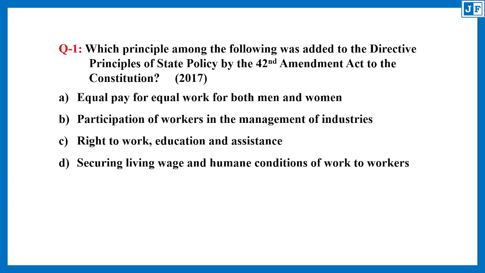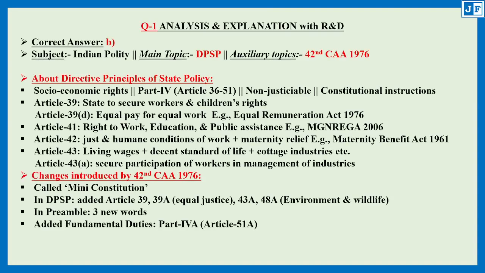Question was asked in 2017. It is on Directive Principles of State Policy, and the correct answer is B. Moving to the explanation part, we get to learn that the main topic from which question has been framed is DPSP, and the auxiliary topic is 42nd Constitutional Act. We need to learn these two terms properly so we can tackle any question that may be framed from them again.